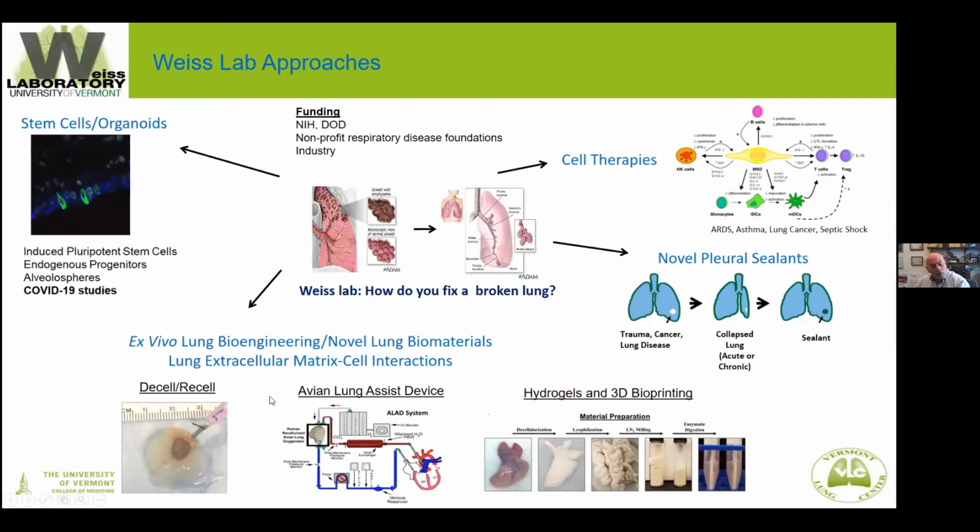But we'll get going with some of the lung bioengineering. Can you grow new lungs outside of the body? Can you make lung assist devices that will supplement lung function? We'll get into some of the more engineering-based applications with hydrogels and three-dimensional bioprinting, and then novel pleural sealants, a spinoff that has immediate practical use. So there's a lot going on.